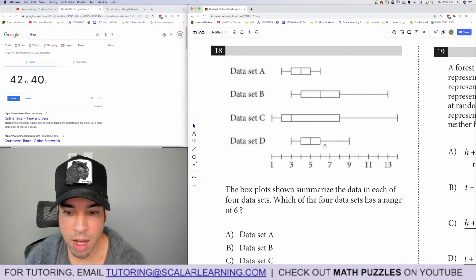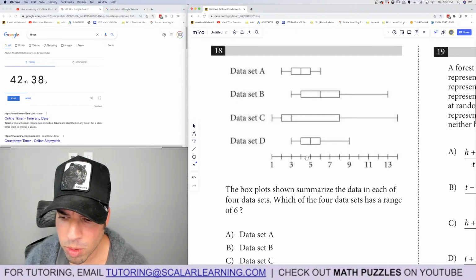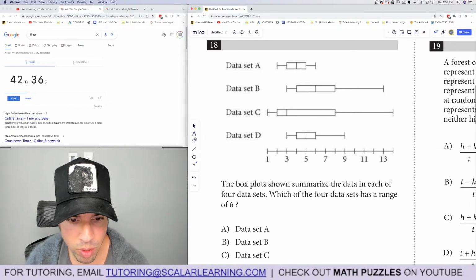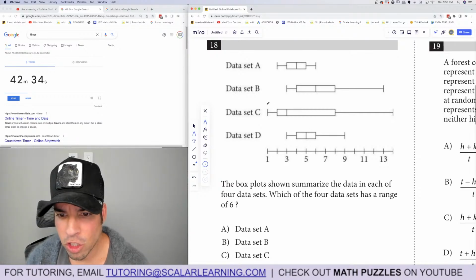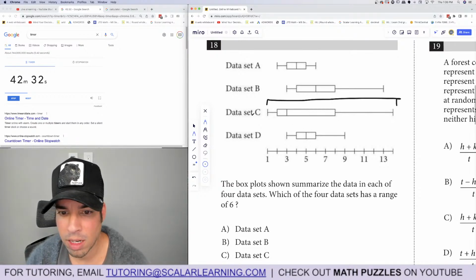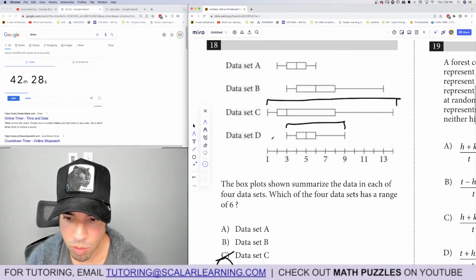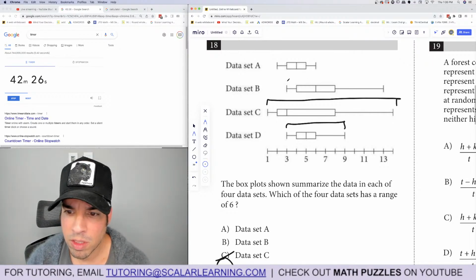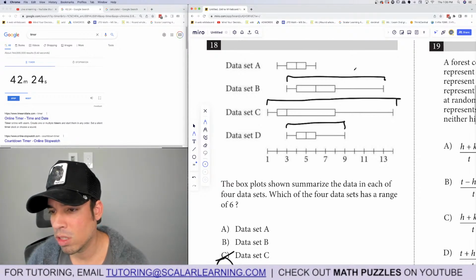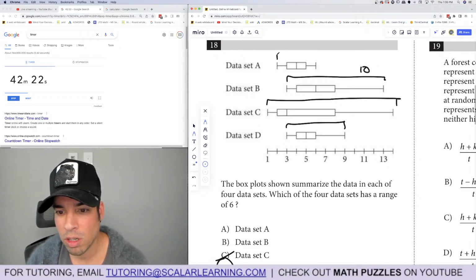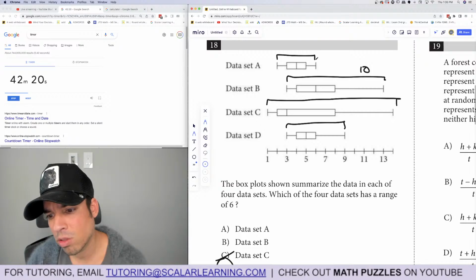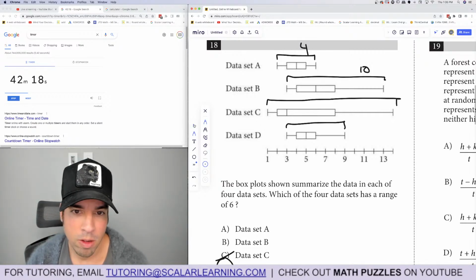Box and whisker plots. The box plot shows summarized data in each of 4 sets, which the 4 data sets has a range of 6. So range is from here to here. It's not C, it's too big. It's D. That's a range of 6. This is a range of 3 to 13, which is 10. And this is a range of 2 to 6, it looks like, which is 4.